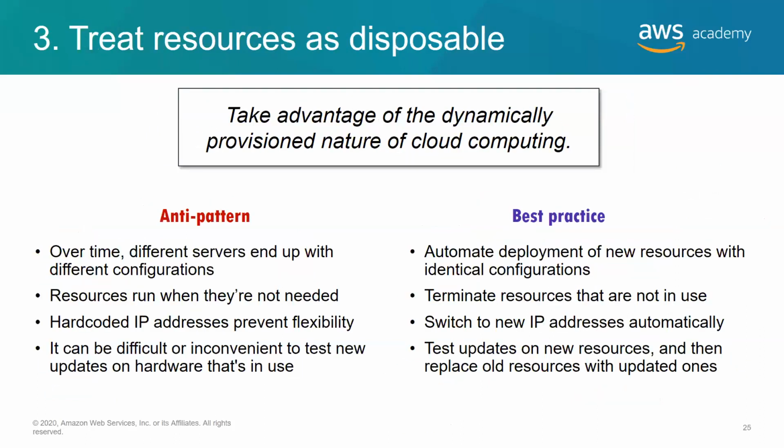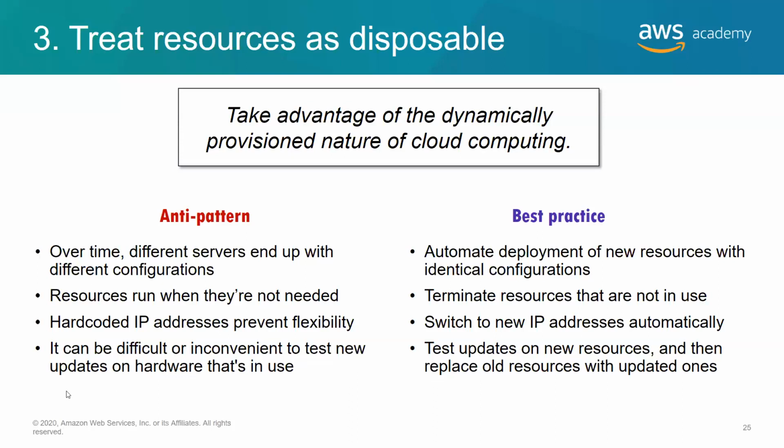The next one is treat the resource as disposable. Right? Take advantage of the dynamically provisioned nature of computing. Right? So you treat the resources as disposable, you know very well. Over time, different servers end up with different configurations. Resources run when they are not needed, obviously. Right? Hard-coded IP addresses prevent flexibility. It can be difficult or inconvenient to test new updates or new hardware. This is an anti-pattern.